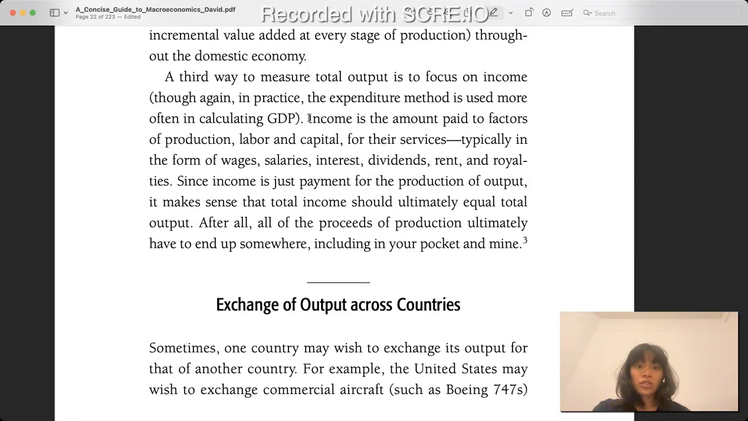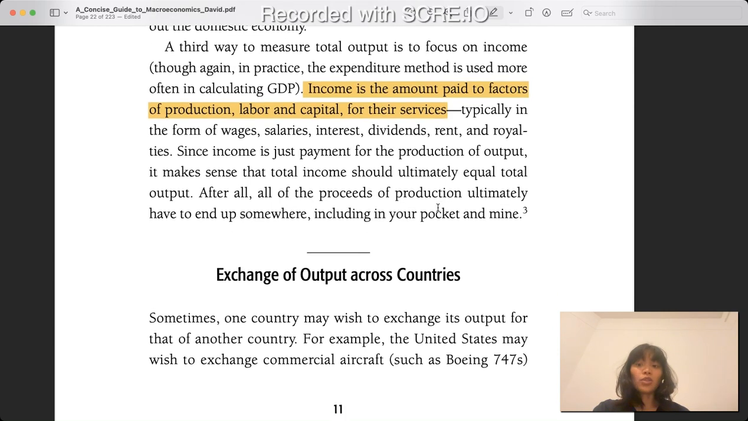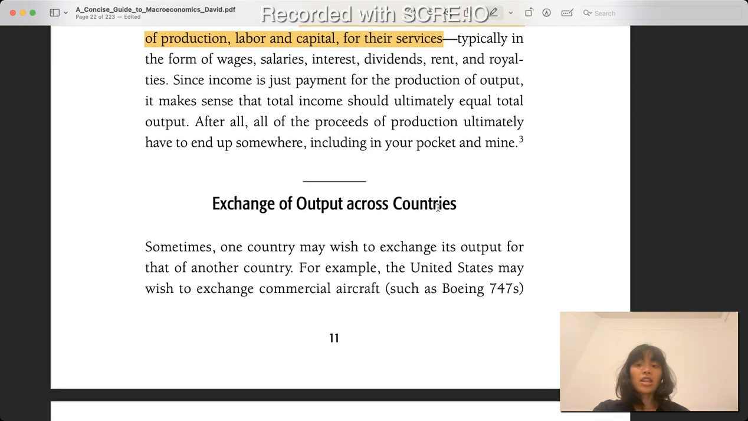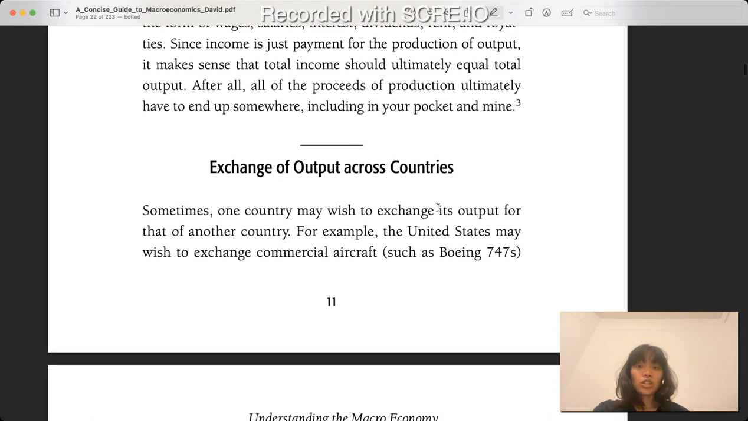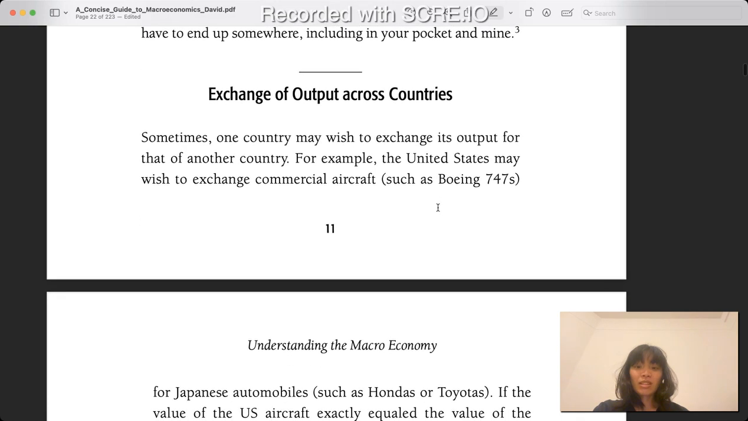Income is the amount paid to factors of production, labor, and capital for their services, typically in the form of wages, salaries, interest, dividends, rent, and royalties. Since income is just payment for the production of output, it makes sense that total income should ultimately equal total output. After all, the proceeds of production ultimately have to end up somewhere, including in your pocket and mine.